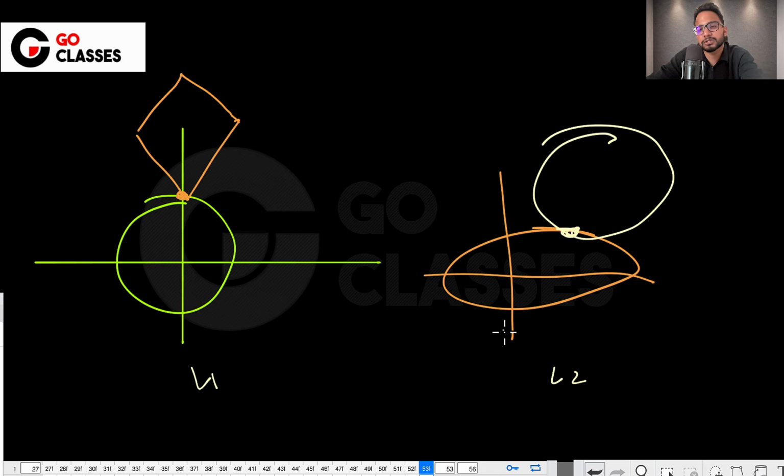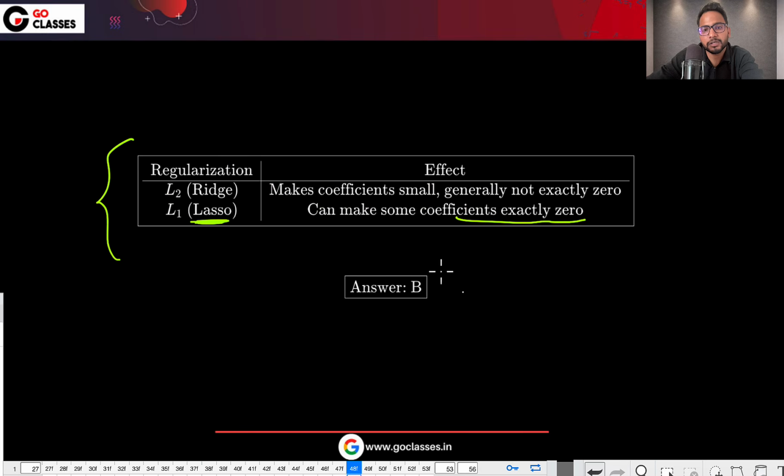But yeah, you must know that L1 makes exactly 0, L2 makes near to 0 but not exactly 0. I mean, L2 can also make exactly 0, but L1 does it more. L1 is basically more motivated towards making it exactly 0. Yeah, so that's all.